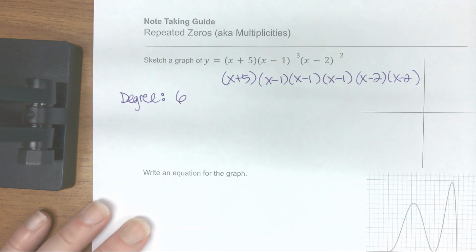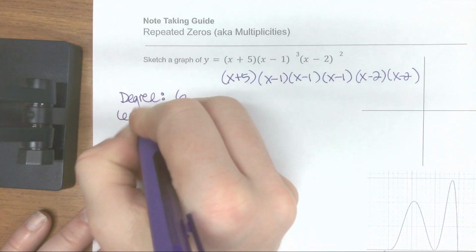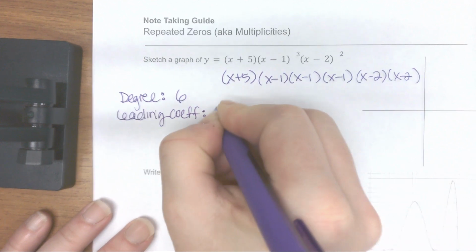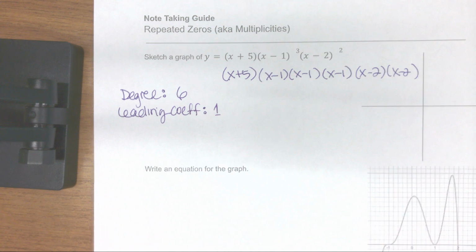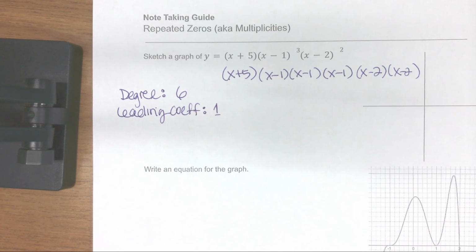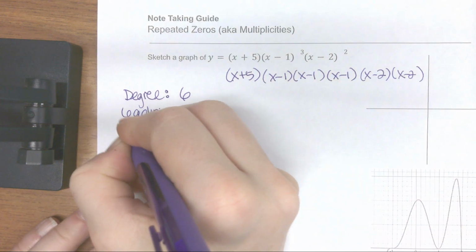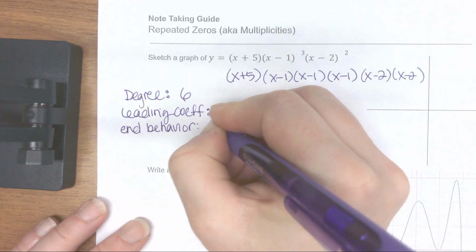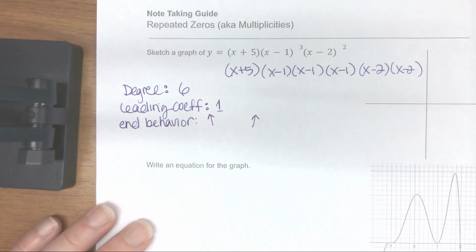Did you write down a 6? Okay. The leading coefficient is positive. Point for me what the end behavior looks like on this one. Give me some indicator. Like this, right? There's your left and your right. Okay.